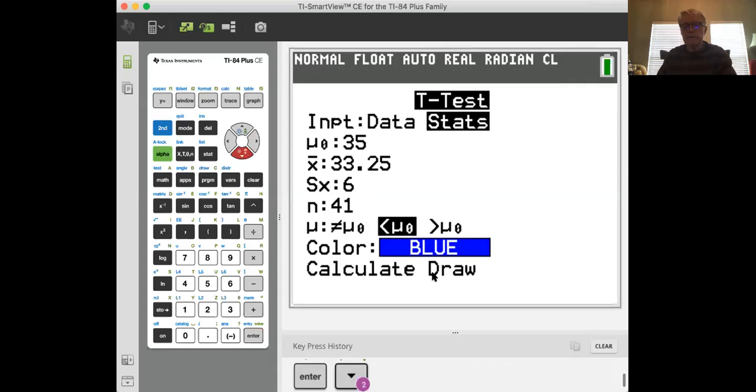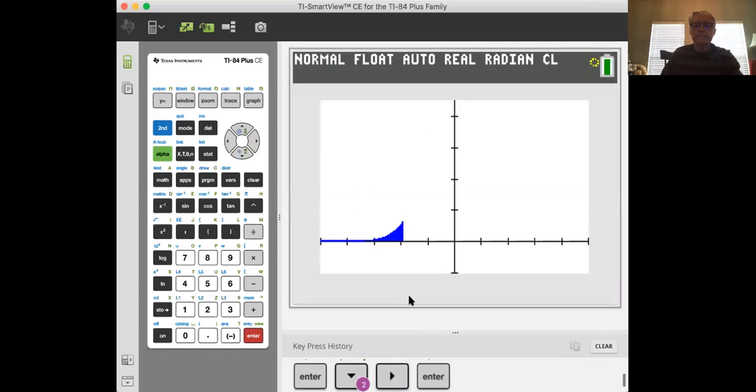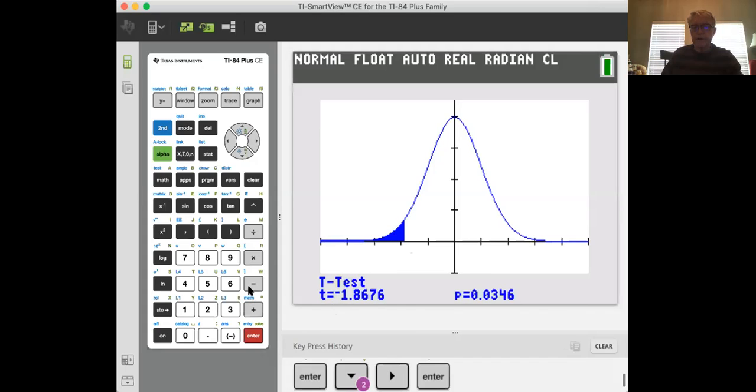Actually, let's go down to draw again so we can see the p-value sketch. And we hit enter. And there's our left tail. It gives us the 2 important pieces of information, the test statistic, -1.868, and the p-value 0.0346, which we would use then to make our decision. Remember, the test only gives us the step 3 p-value, it does not give us any information on critical values.